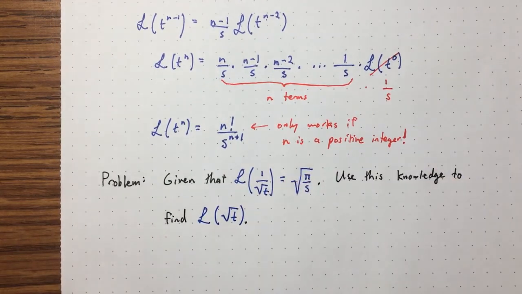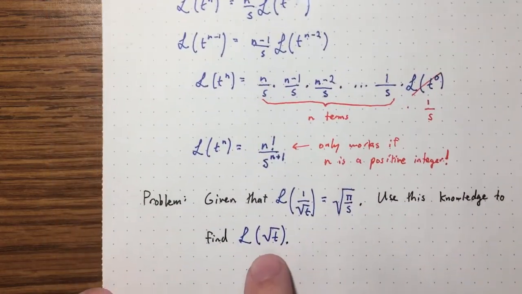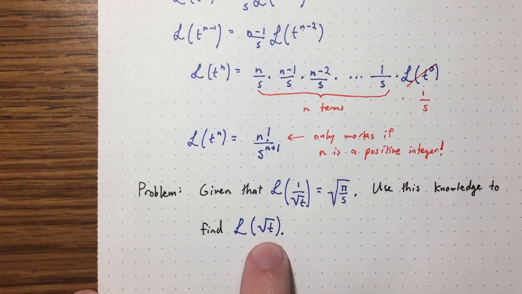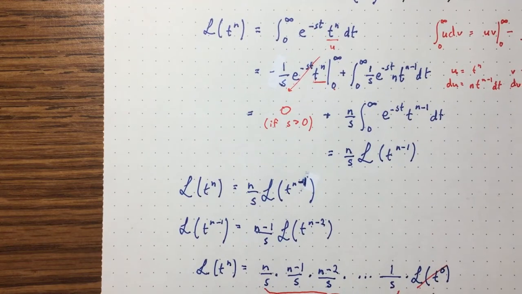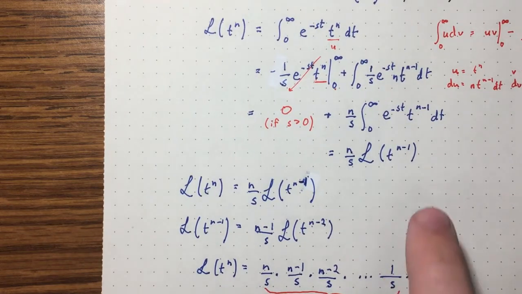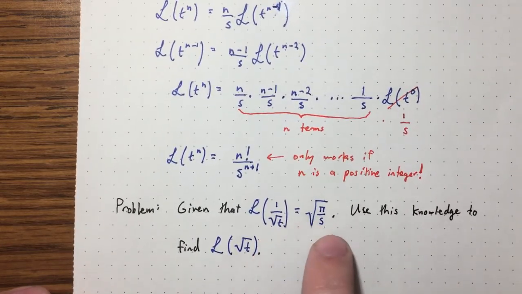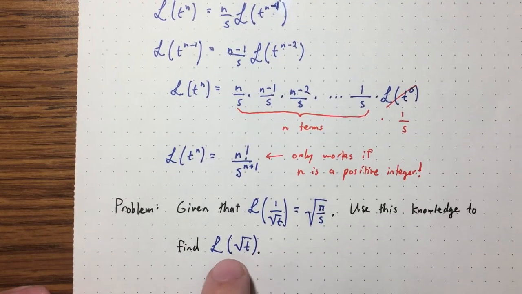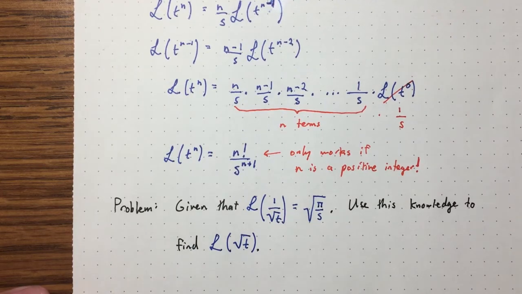So this is kind of a tricky problem, but what you're going to do is the exact same method that we did here. So this is t to the 1/2. Okay. So see if you can write t to the 1/2, use integration by parts, and you'll get something that looks like this in the integral. And so you'll actually be able to write this in terms of this given Laplace transform. Okay.